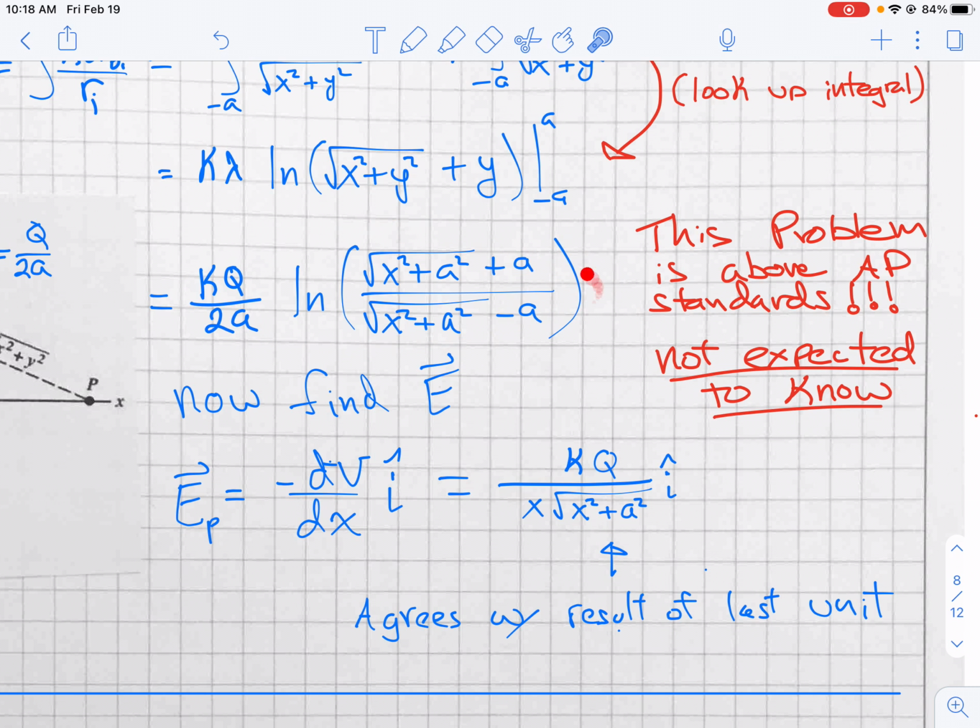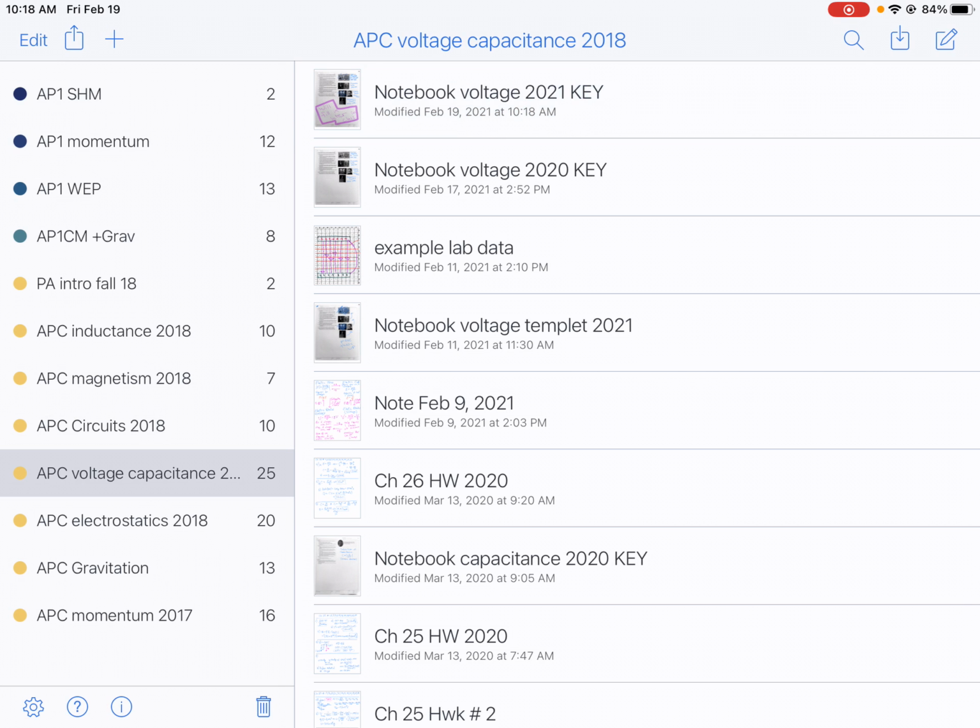So when you take the negative derivative with respect to y, you'd get 0 because this is constant in the y direction. When you take the negative derivative with respect to z, it would be 0 because this is constant in the z direction. The only way this varies is in the x direction. Take the derivative: kq over the quantity x times the square root of x squared plus a squared, and that agrees with the result of last student, which we're going to check out right now.